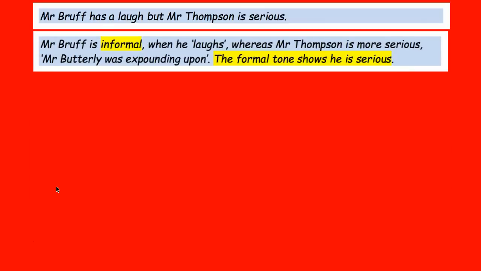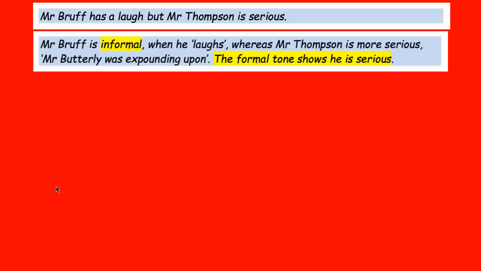Moving up to level 2, we're talking about some inference, some reading between the lines, and actually saying something that's not explicitly in the text. So what I've done is I've highlighted in yellow the bits that are the inference. Mr. Bruff is informal when he laughs, whereas Mr. Thompson is more serious. Mr. Thompson was expounding upon the formal tone shows he is serious. So the bits in yellow are actually the bits where I'm starting to infer. These bits aren't in the text. I've had to work these bits out for myself.